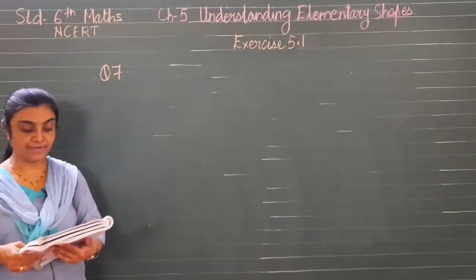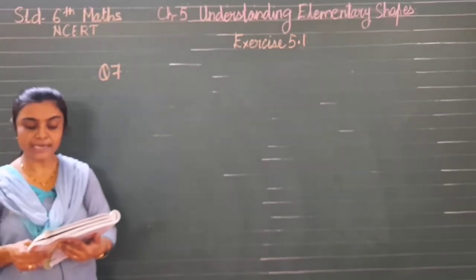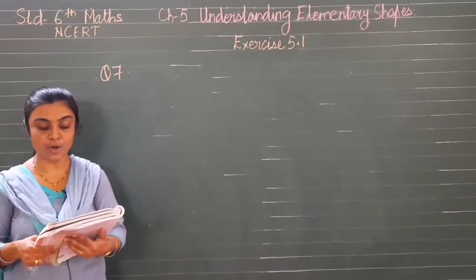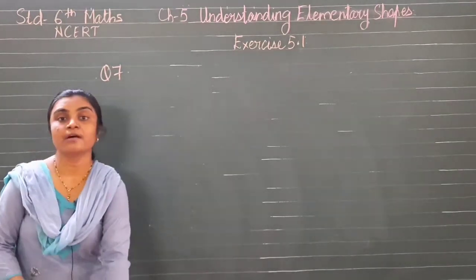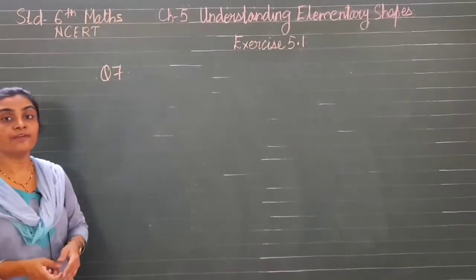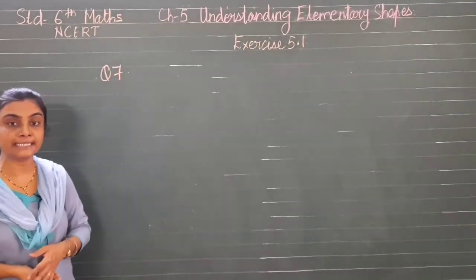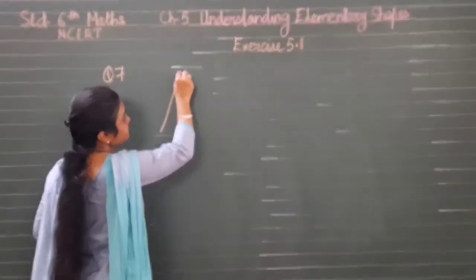Question number 7. Draw 5 triangles and measure their sides. Check in each case if the sum of the lengths of any 2 sides is always greater than the third side. Now here we have to draw a triangle and prove that the sum of 2 sides is always greater than its third side. So we will draw one of the triangles.